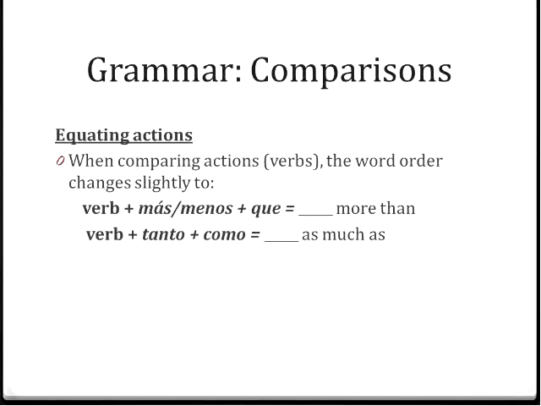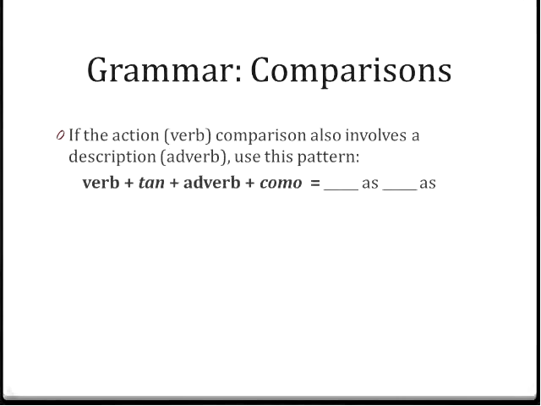When comparing actions, the word order changes slightly. Okay. The verb más or menos, and then que. Verb tanto and como. Okay. So you have your rules already that you want to pay attention to. Okay. If the action of the verb involves a description, you're going to use verb tan plus the adverb in como.